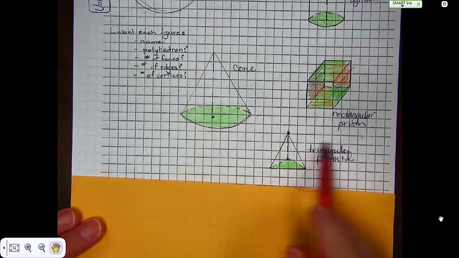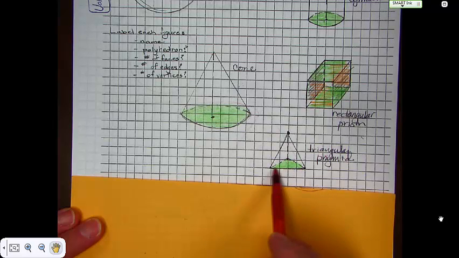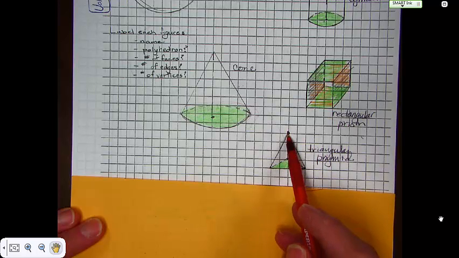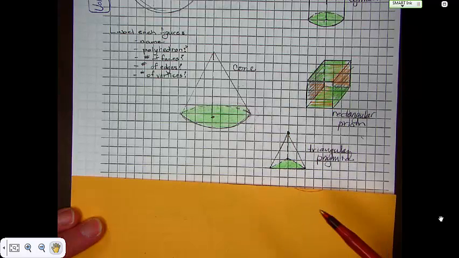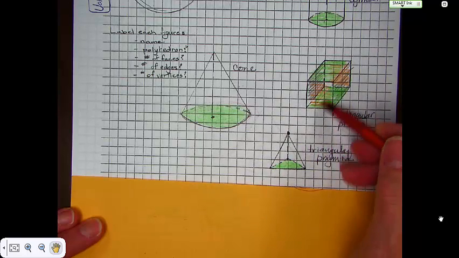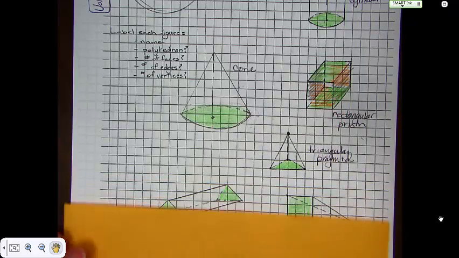Same thing with this triangular pyramid. Find the area of this base, which happens to be a triangle, so it'd be base times height divided by 2. Then multiply it times the height of the pyramid. Then divide it by 3. So that's got like 3 steps to it. Rectangular prism, basic, find the area of the base and multiply it times the height.